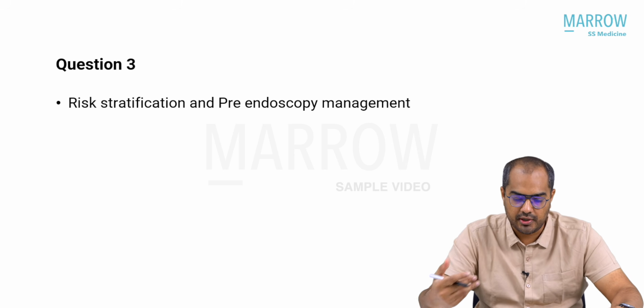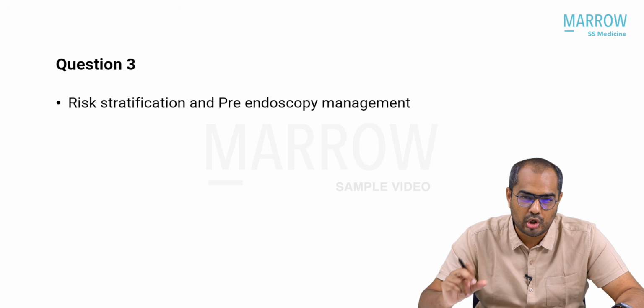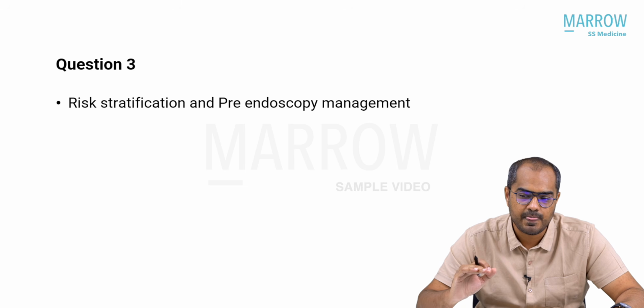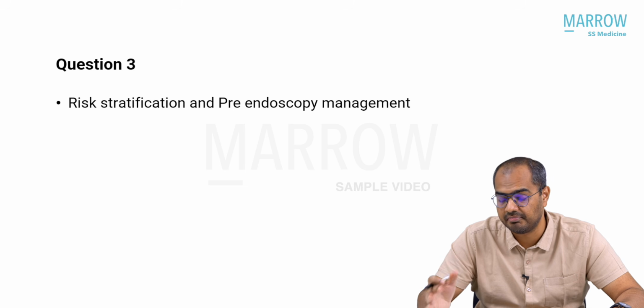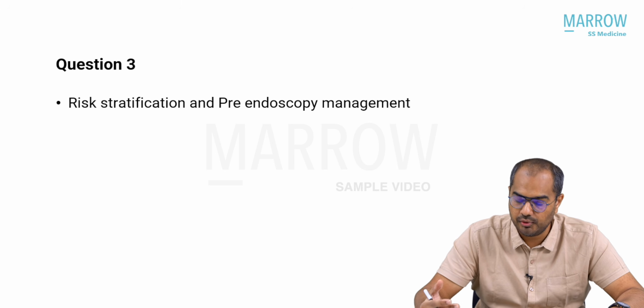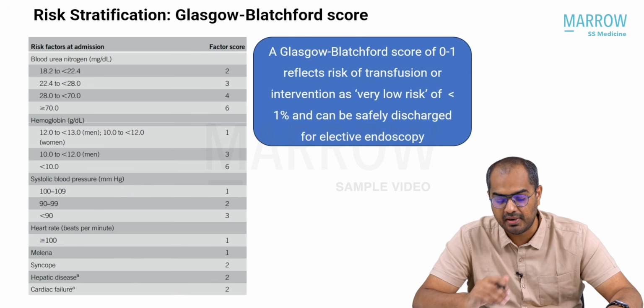So before you do an endoscopy, how are you going to stratify the risk of the patient? So this is called the pre-endoscopy stratification. Endoscopically is where you can clearly find out whether it is a high risk of rebleeding or a low risk of rebleeding. But before you do an endoscopy, what are the scoring systems I can use? One is the Blatchford score.